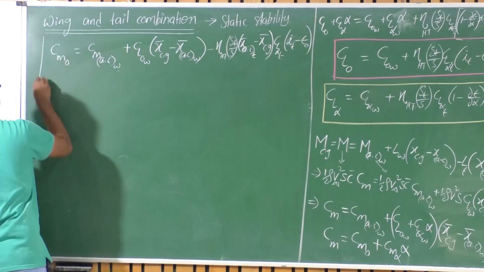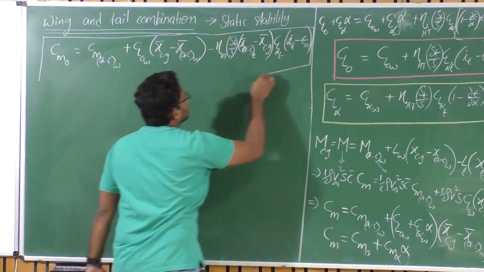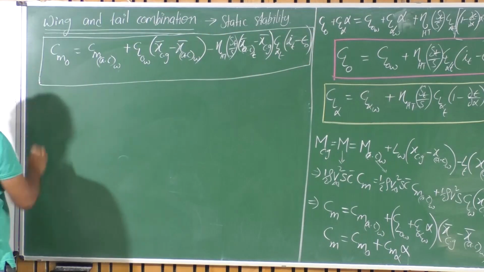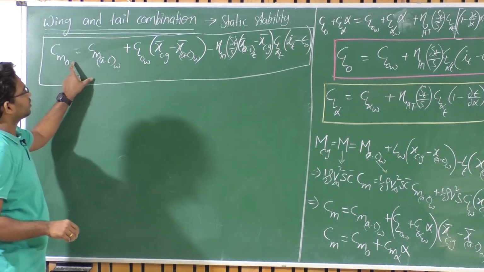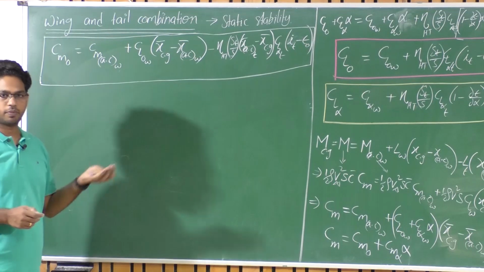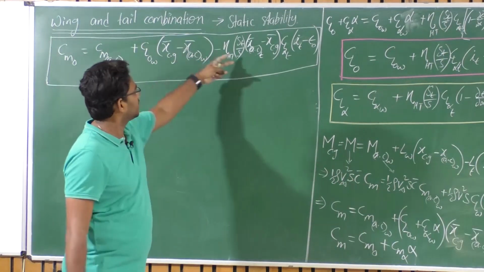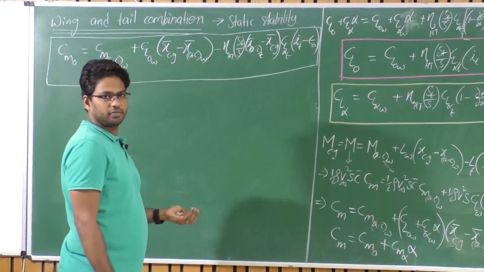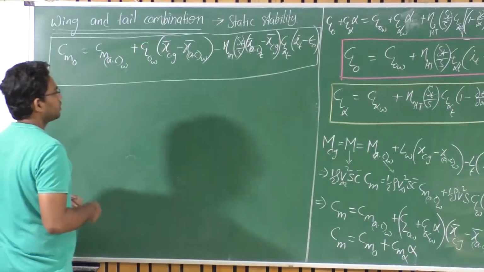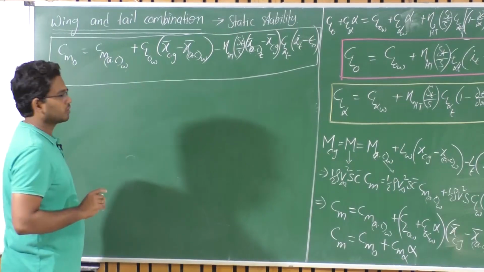This is my expression for Cm naught. So whenever it is required, you should be able to derive it quickly. It happens by practice. You need to practice this multiple times, and you need to understand the contribution from each and every term so that you can easily get back to this equation. So we'll do it a couple of times so that you will also be comfortable with the terms here.